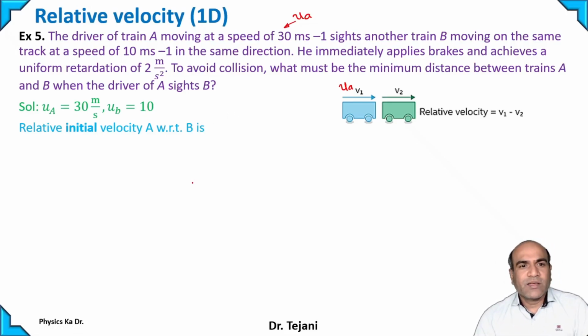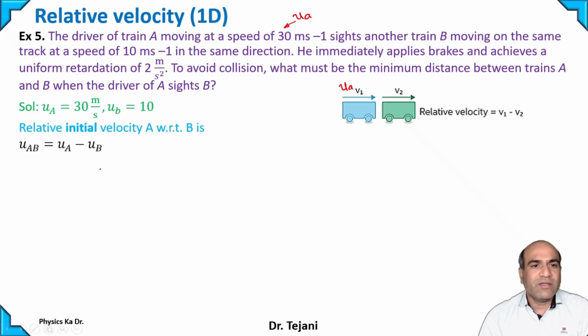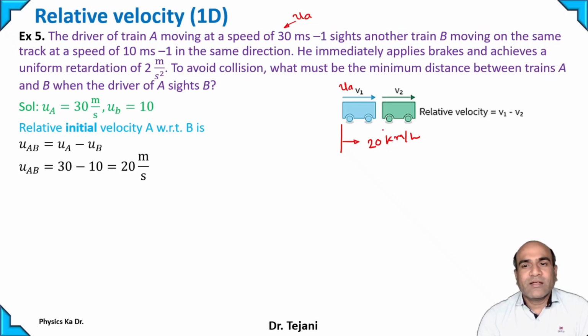So what is mentioned here? The relative initial velocity of A with respect to B, we know, is UAB, which is equal to UA minus UB. So at the initial condition, what is the difference between these two velocities? UA is given 30, UB is given 10. That means train A is approaching at 20 kilometer per hour. That means the gap is reducing by 20 kilometer per hour, in simple language.